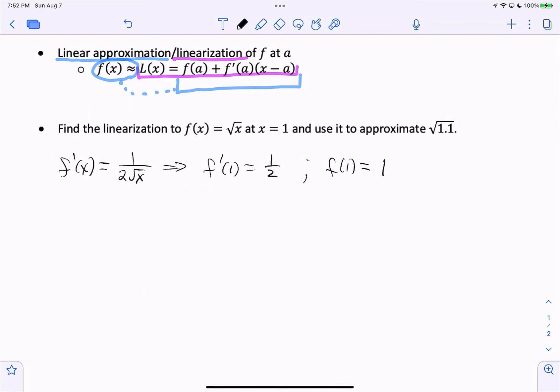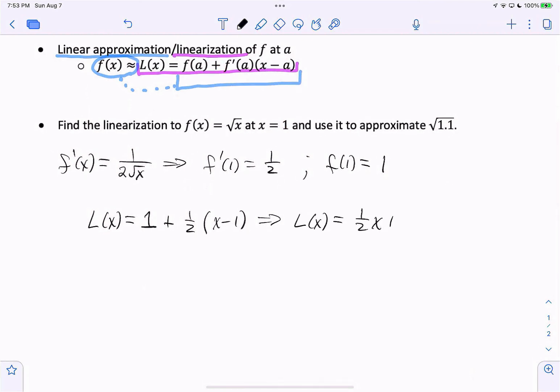So, the linearization L of x is equal to f of a, which is 1, plus f prime of a, which is 1/2, times x minus a, that's going to be x minus 1. This simplifies and we can say that L of x is equal to 1/2 x plus 1/2. That is the linearization to f of x at the point x equals 1.